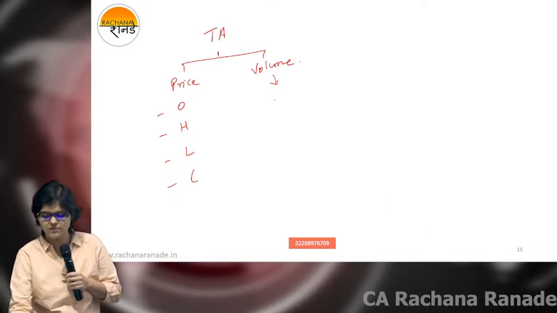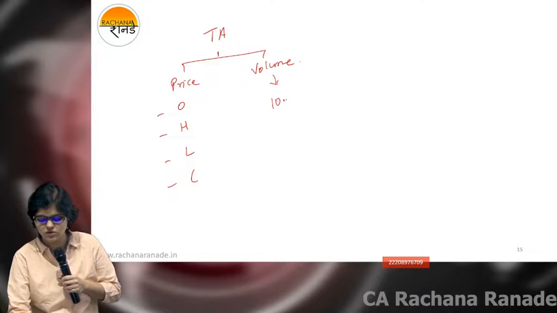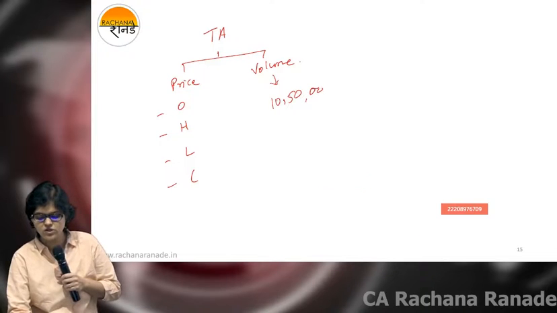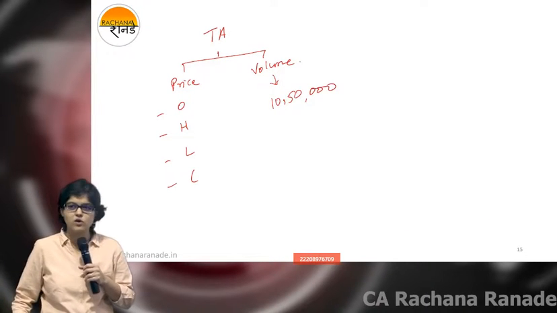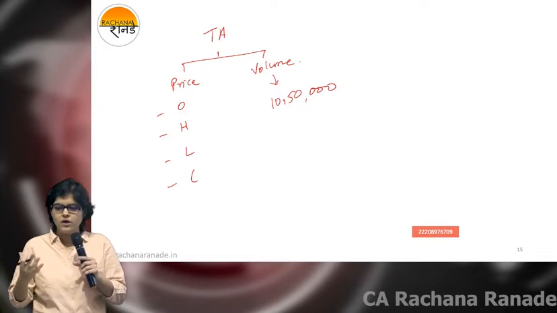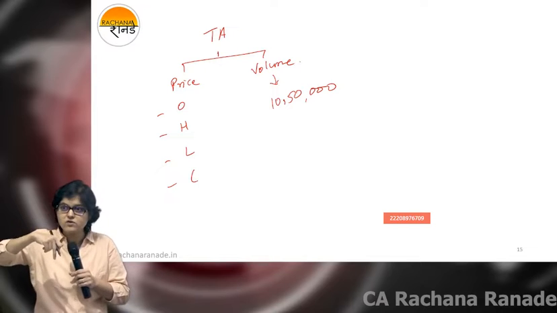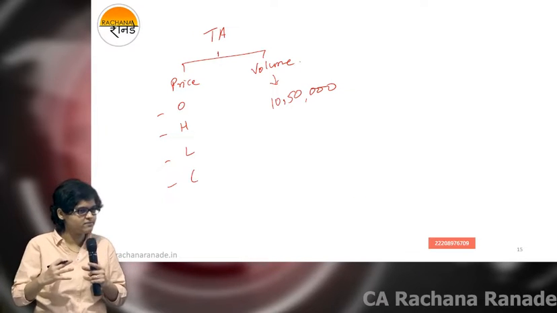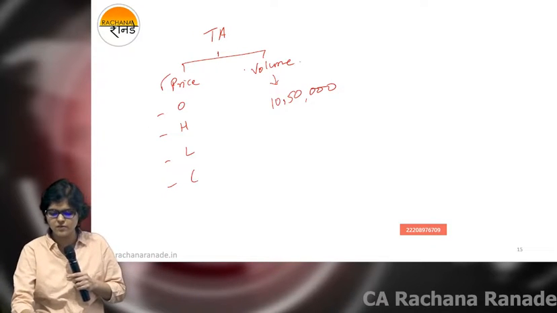What do you mean by volume? For example, I say today's volume was 10,50,000 shares. So what is the meaning of 10,50,000 shares volume? It is the number of shares which exchange hands. So is it 10,50,000 plus 10,50,000 that we have to consider? No, it's in totality. Correct? So that was about price and that was about volume.